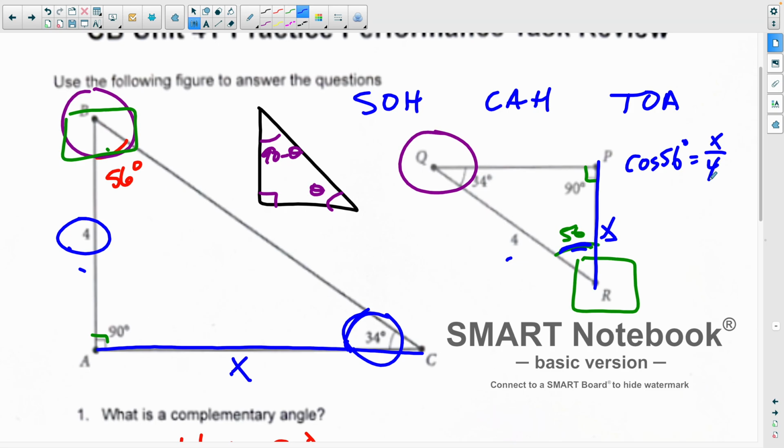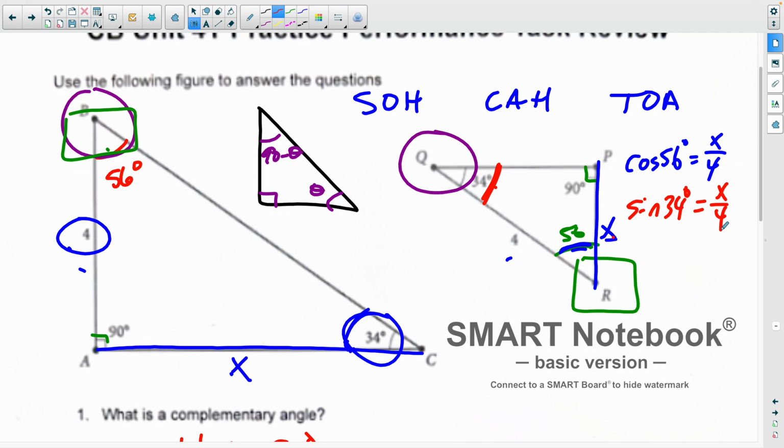Perfect. Anybody else see it differently? I did a sine of 34. If I was looking from that perspective, from 34, then x would be the opposite side, so that sine would be opposite over hypotenuse. So most likely, because I have the hypotenuse in there, I'm probably going to use either sine or cosine. Just depends on which perspective I'm looking for. Are both of those right? Yes. I'll take either of those, not a big deal.